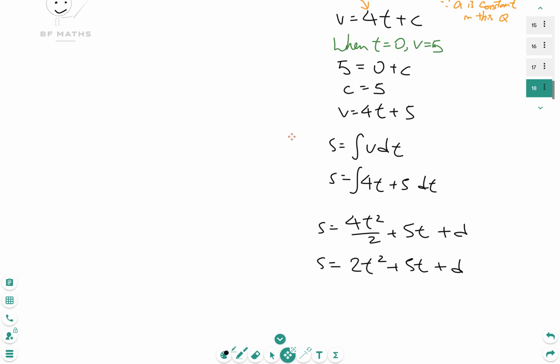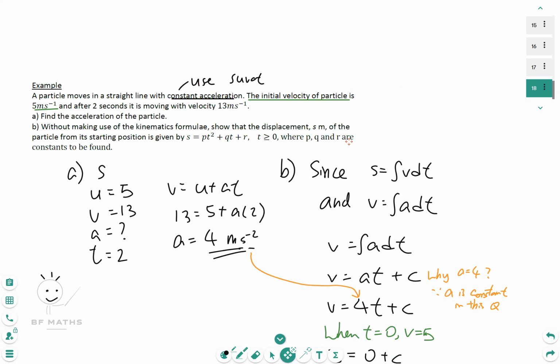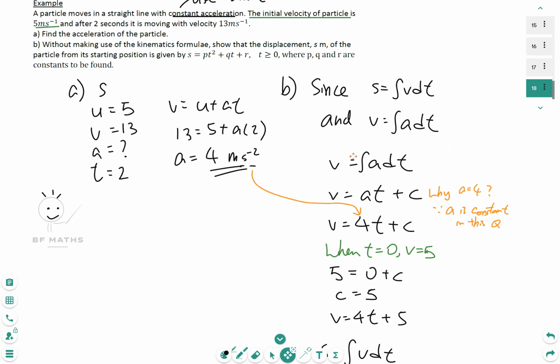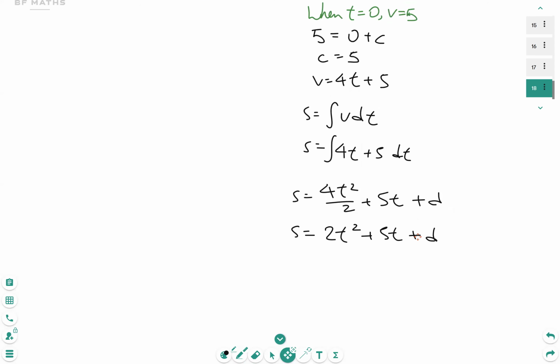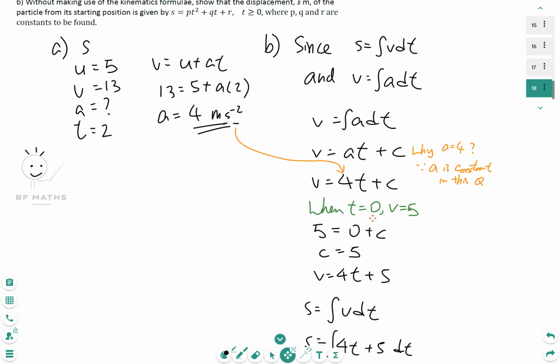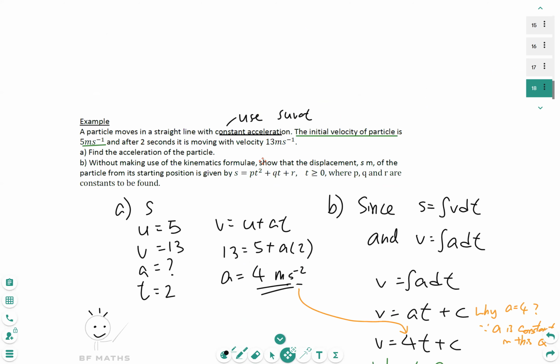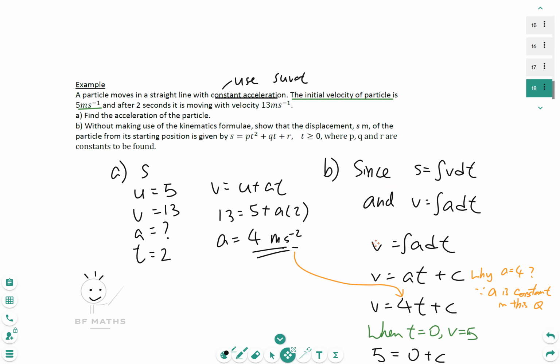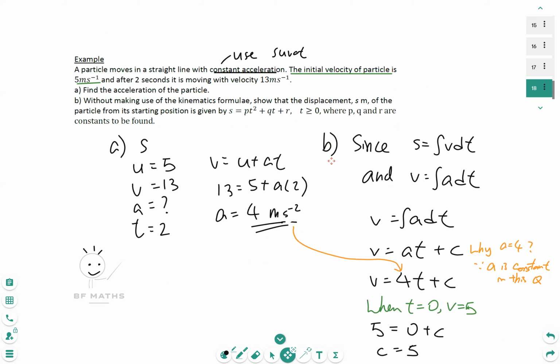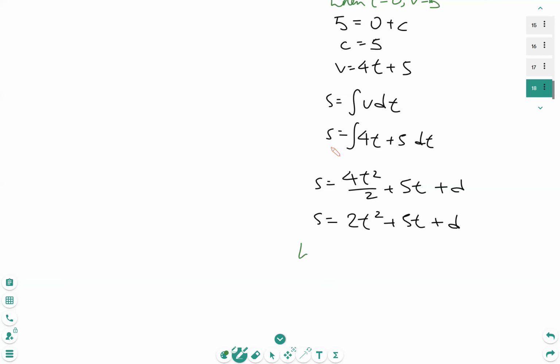What else do we know? There's something hidden here. You might be thinking, how do we find d? Are we given any boundary condition about displacement and time? Well, you can see we're not. However, there's a hidden one. When t equals 0, s equals 0. This is the hidden one.